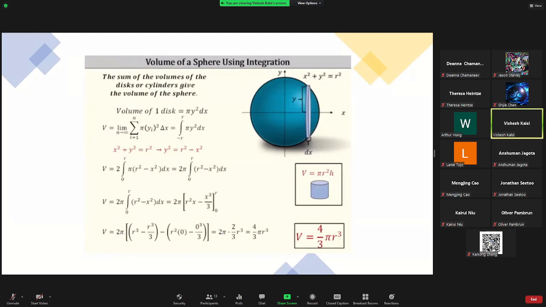From here, as the number of slices approaches infinity, the sum of the volumes of the disks or right circular cylinders will approach the volume of the sphere, which can be seen here.